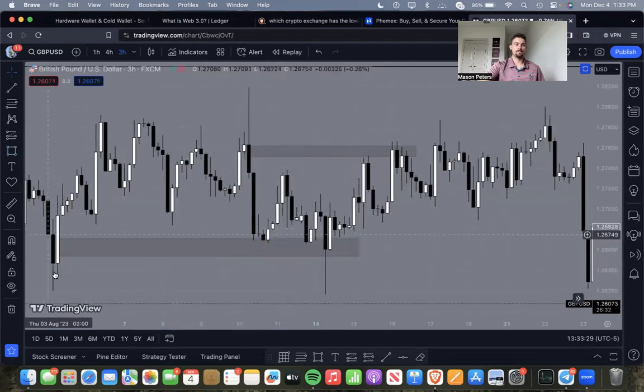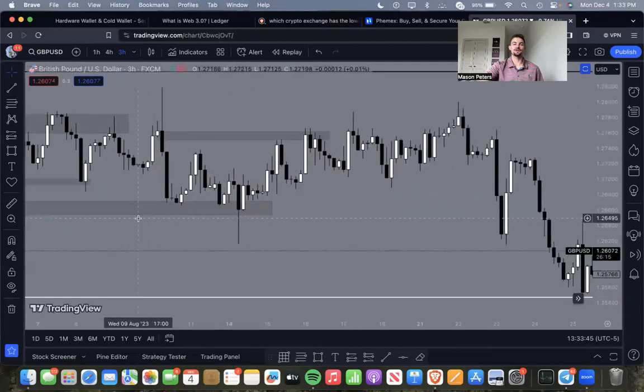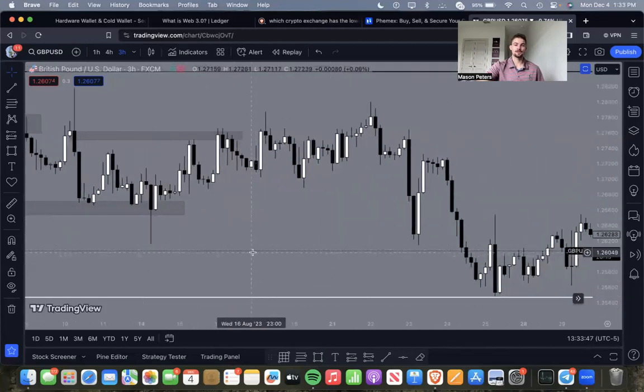Right here, order block. Look at that. Look at this order block. Bearish engulfing, bearish candle followed by bullish engulfing candle. Look at this, another order block here. So you can see that order blocks are there, so many within this consolidation range. It's actually absurd.